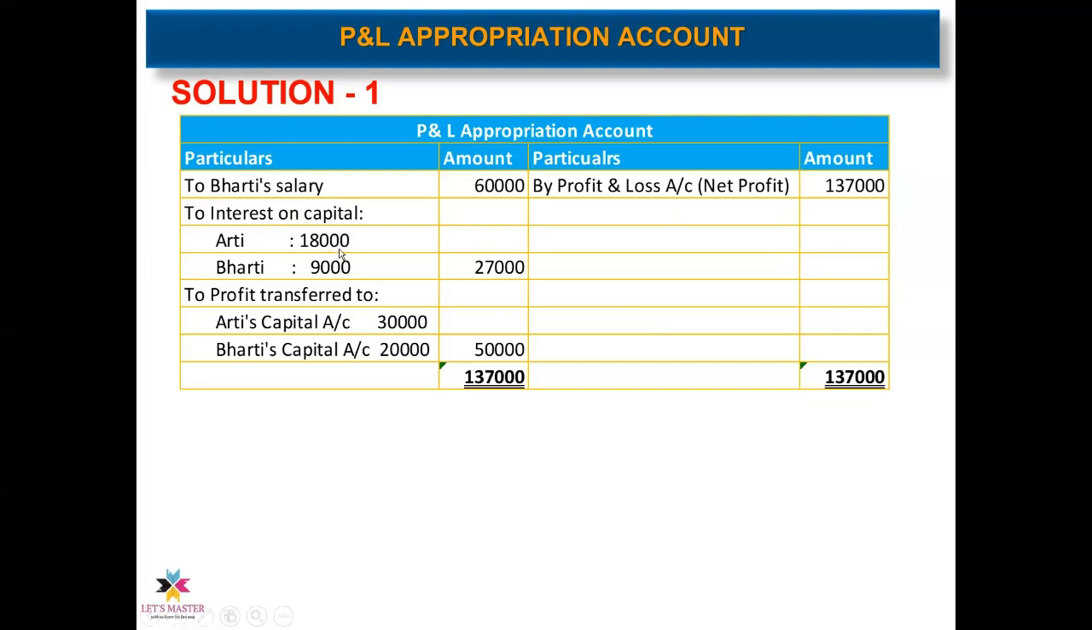Then interest on capital needs to be provided. So we have accounted for interest on capital, that is 18,000 and 9,000 respectively for Aarti and Bharti. Then after deducting this 87,000 from 1,37,000, the net amount that is available with us for distribution among partners is rupees 50,000. So remember, this 50,000 is the divisible profit, and we have distributed this profit among Aarti and Bharti in their profit sharing ratio, that is 3:2.